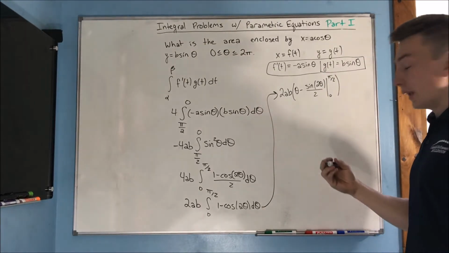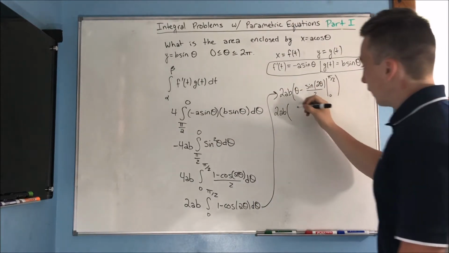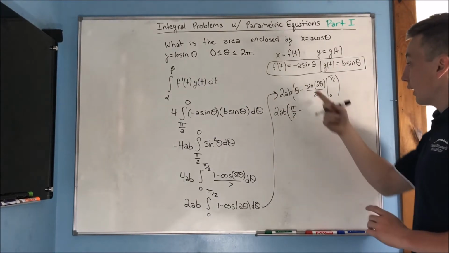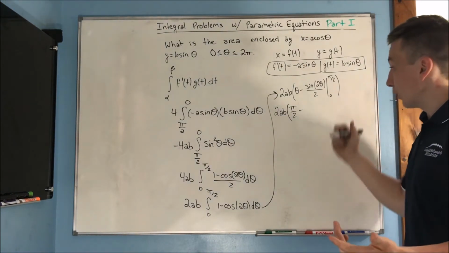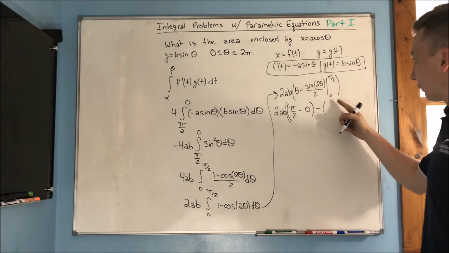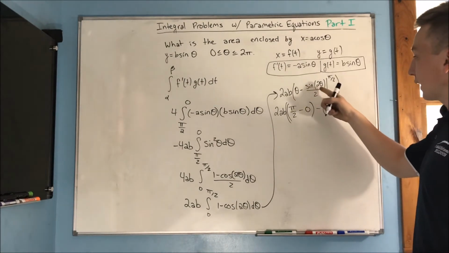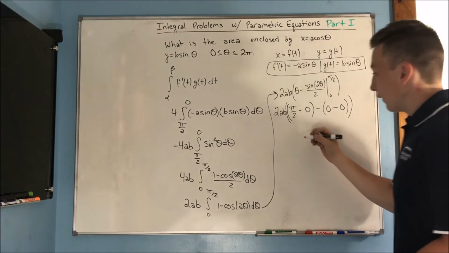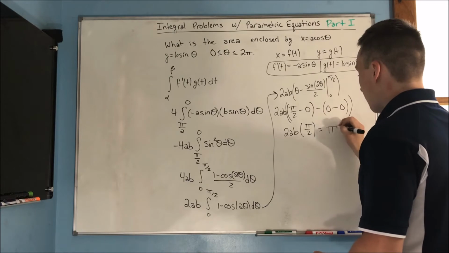Alright, doing that evaluation, we get 2ab times, when we plug in pi over 2, it's going to be pi over 2. And if we plug in pi over 2 into sine of 2 theta over 2, we're going to get sine of pi. And what's sine of pi? Well, that's 0. And when you plug in 0 here, that's just going to be 0 minus sine of 2 times 0, which is just 0. So altogether you get 2ab times pi over 2, which is just pi ab.